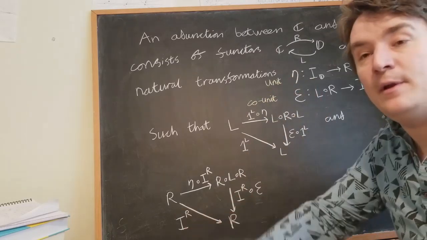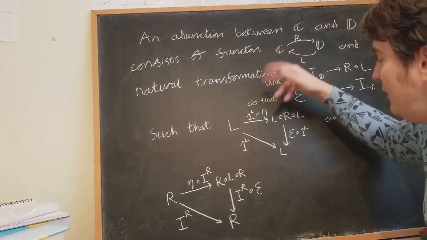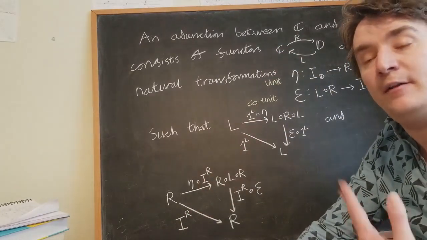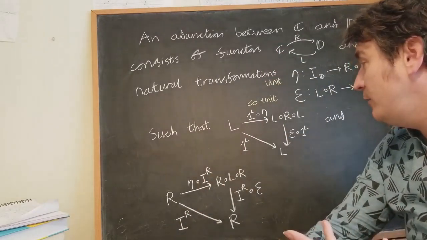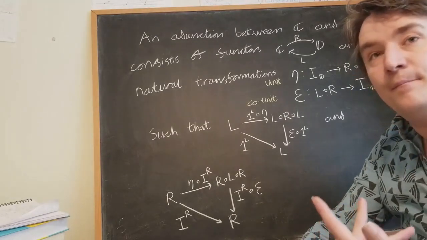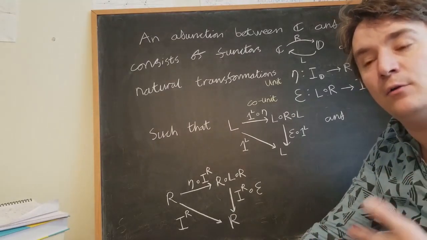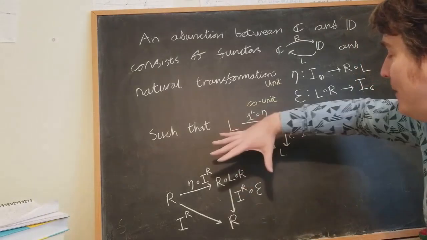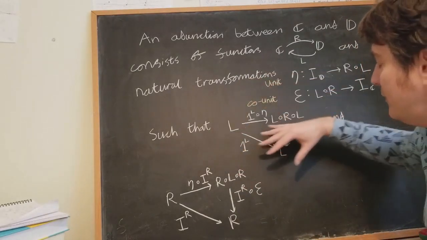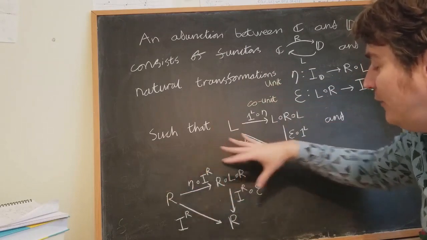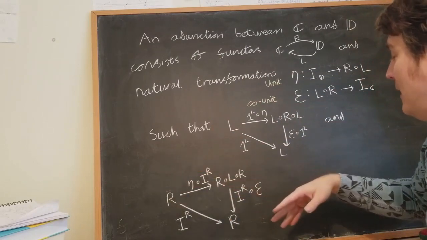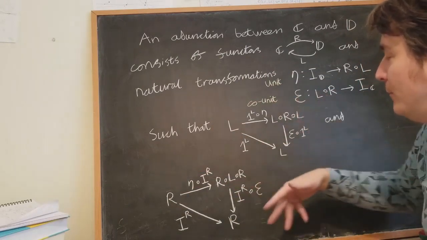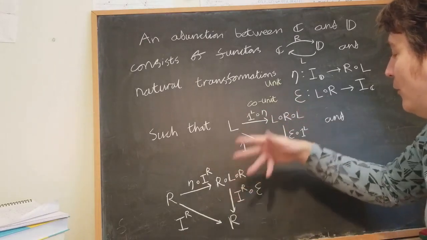Now the final thing we need is for this unit and co-unit to satisfy two equations, which are called the triangular identities, okay? And they're basically saying that this diagram commutes and this diagram commutes. Now, these are diagrams in the kind of functor category.